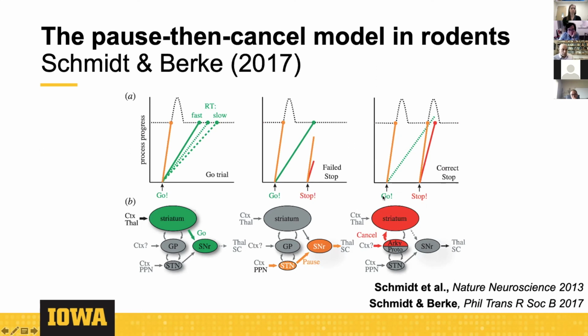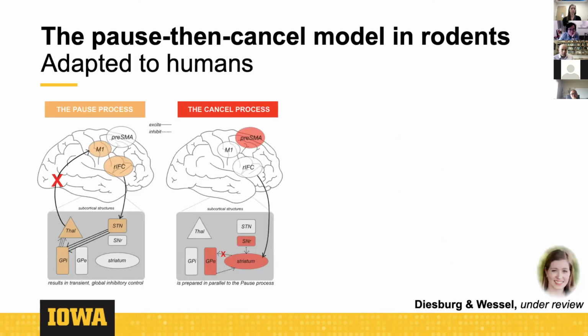So Darcy and I have adapted this model to humans and to a broader model of not just the stop signal task, but inhibitory control in general, according to which there is a neuroanatomical network underpinning the pause process, where the right inferior frontal cortex is activated by any infrequent event, not just stop signals, a surprising event, a non-surprising event, an infrequent event. In Schmidt and Berke's conceptualization, that includes go signals even.